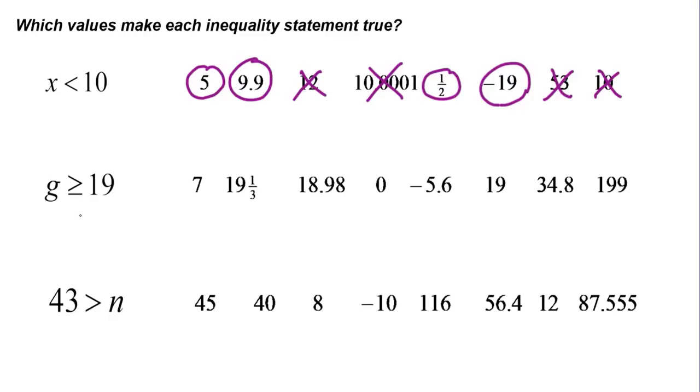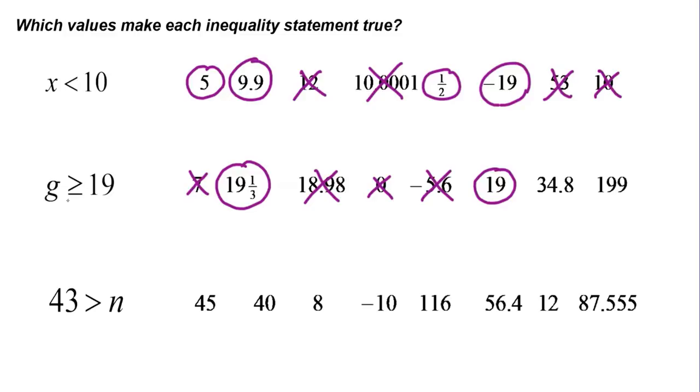Next one, g is greater than or equal to 19. 7, is 7 greater than or equal to 19? No. 19 and 1/3 is greater than or equal to 19. 18.98 is not greater than or equal to 19. 0 is not. Negative 5.6 is not. 19, is 19 greater than or equal to 19? It actually is. It's not greater than 19, but it is equal to.